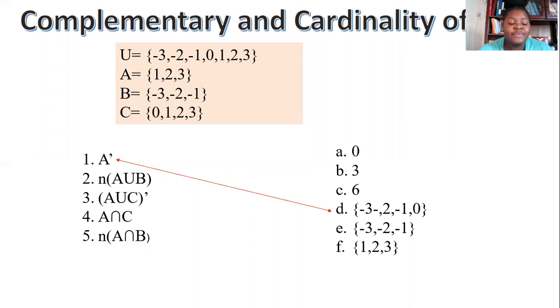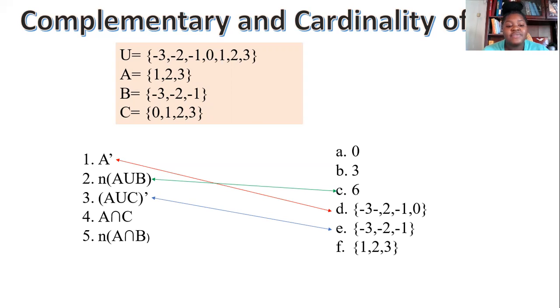Number 2 asks us to find the cardinality of A union B. This is the number of elements that are in A union B. So look at A union B and tell me, what is the cardinality of A union B? If you said C, which is 6, you are correct. Number 3 asks us to find A union C complement, which is all of the elements in the universal set that are not in A union C. If you said E, which is -3, -2, -1, you are correct.